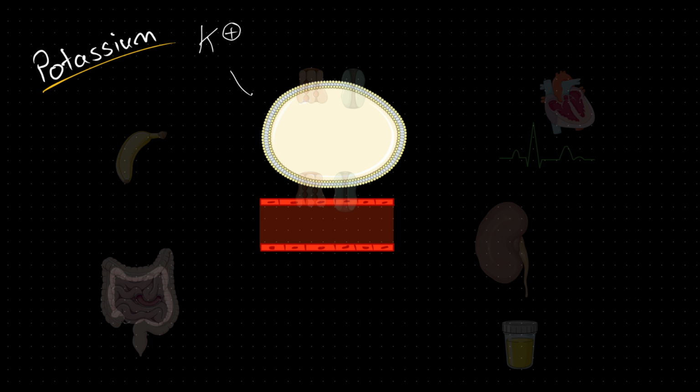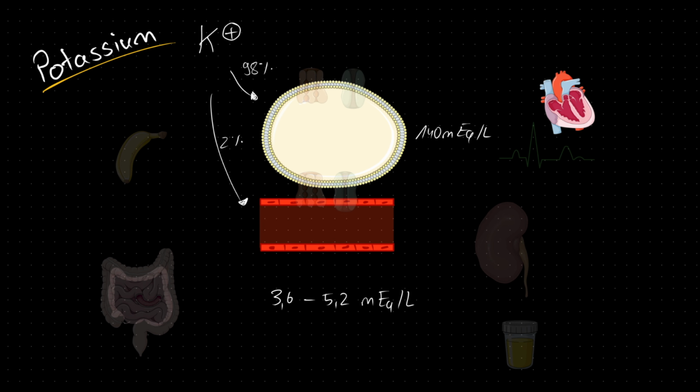Here's the key. 98% of potassium is intracellular at about 140 milliequivalents per liter. Only 2% is extracellular, so in the interstitial space and blood, at about 3.6 to 5.2 milliequivalents per liter. This massive difference in concentration is essential for cell function, especially in the heart.